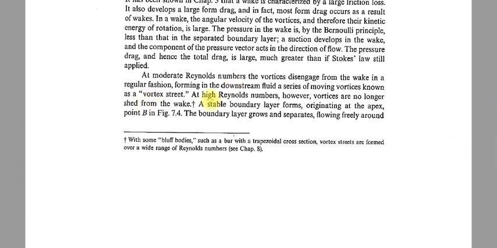So vortex street is at the moderate Reynolds number, the vortices disengage from the wake in a regular fashion, forming in the downstream channel a series of moving vortices known as vortex street. So you should remember all this definition. What is the vortex street?